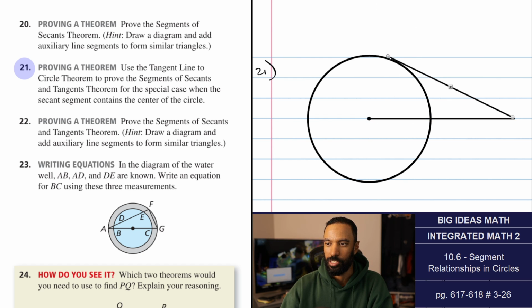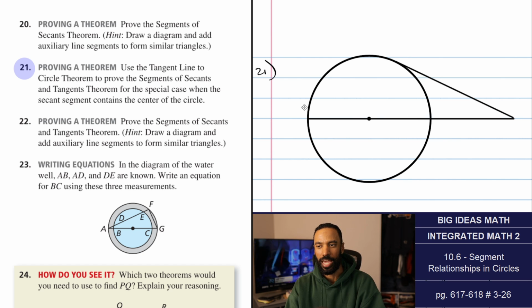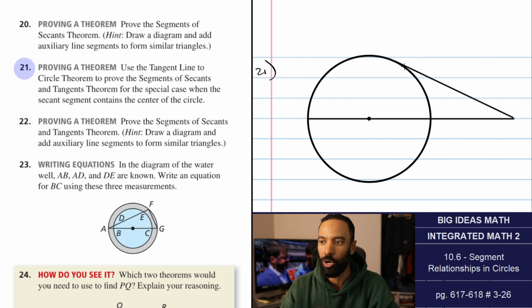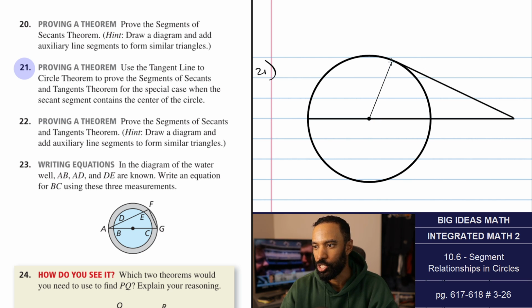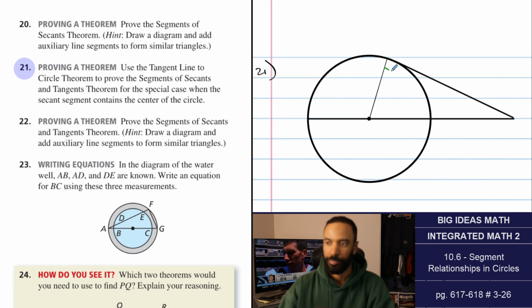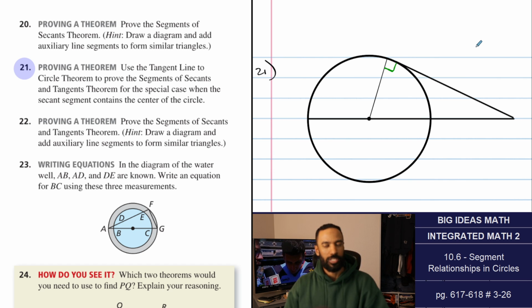But they said make a secant. I guess, do I extend this? I guess I keep going. Secant, right? They said the secant goes through the center. So they said prove this, but use the tangent line to circle theorem. I think that's the one that says you make a right angle with the tangent right here, wherever it intersects. We're proving that whole outside times whole equals outside times whole thing.